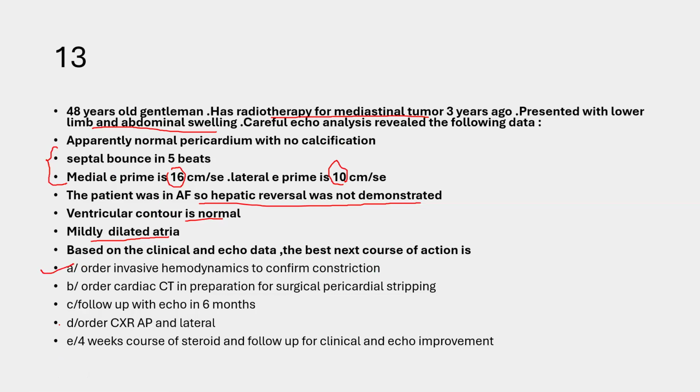Of course, you are not going to order AP chest X-ray and you won't put the patient on 4 weeks course of steroids because this seems like a chronic condition and it relates to radiotherapy, okay? Not to any kind of inflammation. So we are between B and A, B, and C.